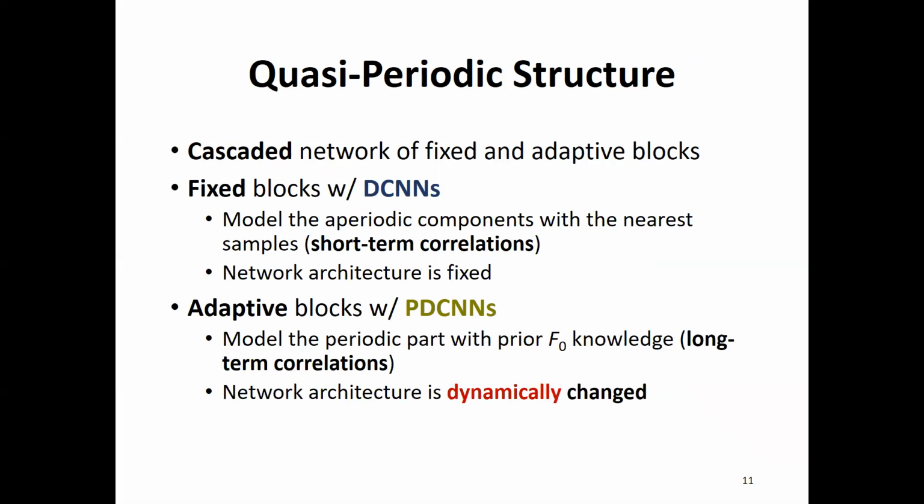The adaptive block adopts PDCNNs to model the long-term correlation of the periodic component. And its network architecture is dynamically changed according to the instantaneous FDU.